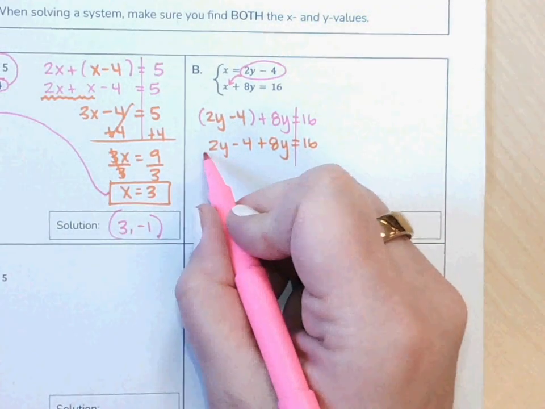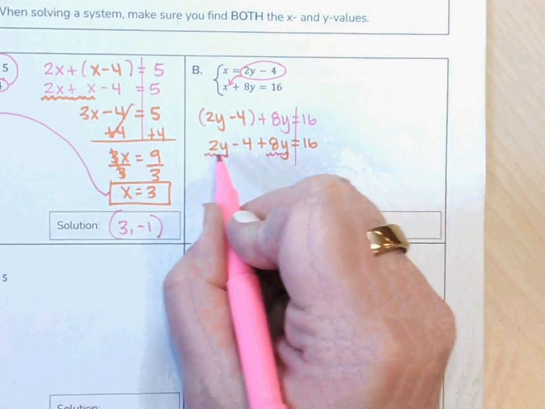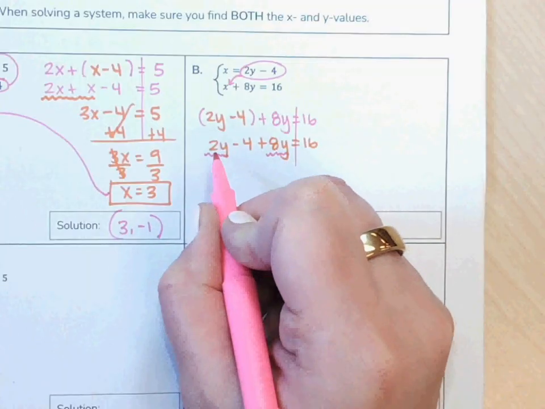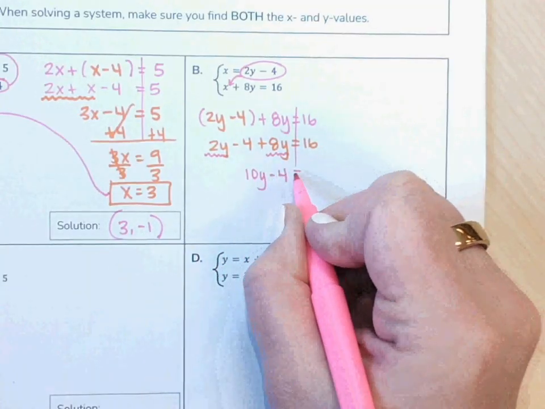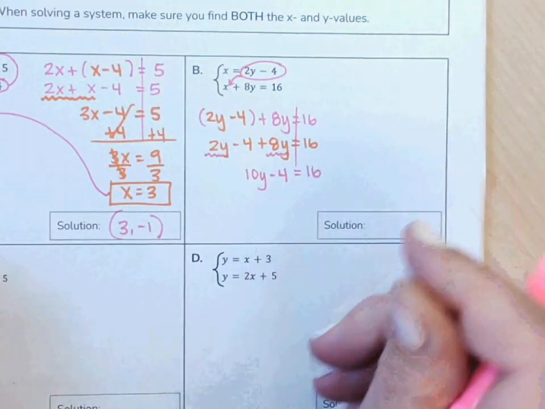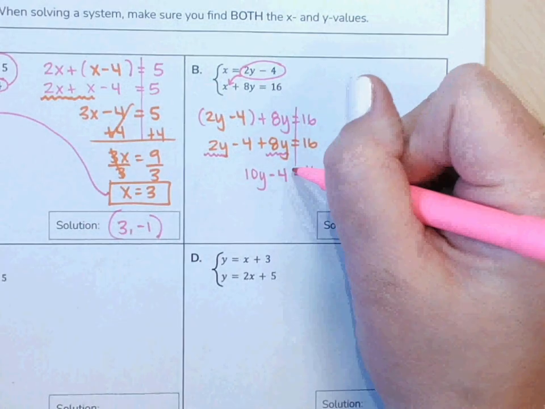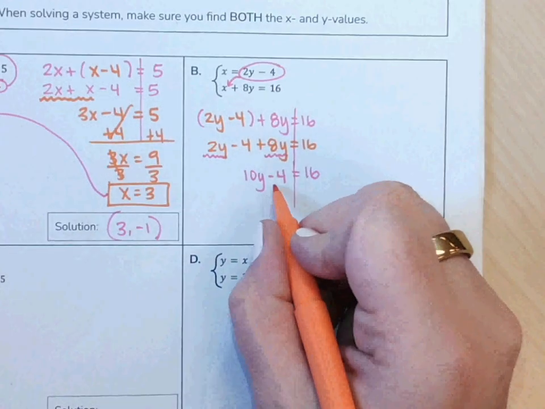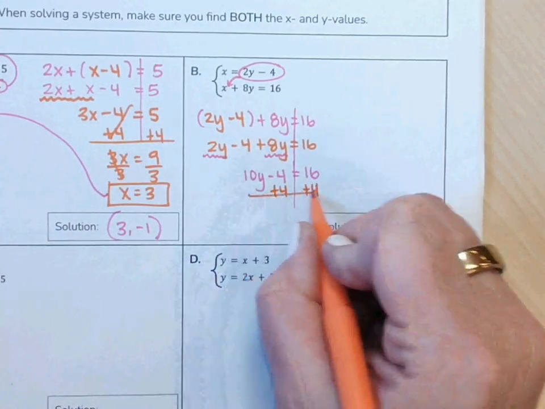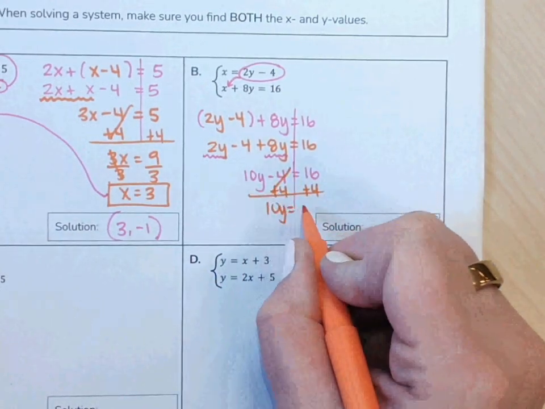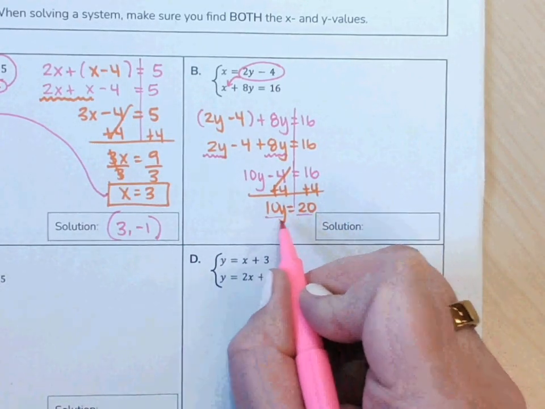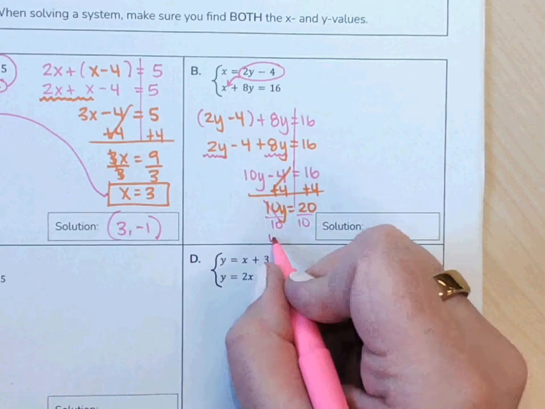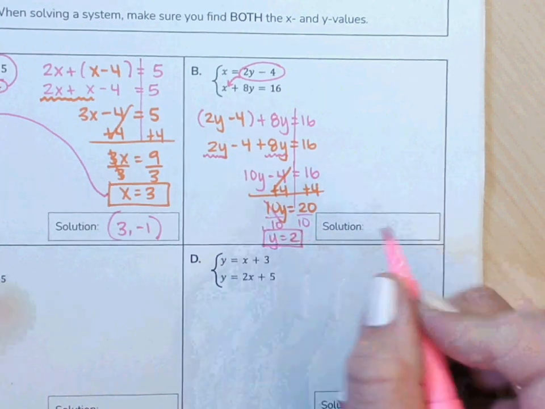I'm going to combine my like terms. These are on the same side of the equation, so I can combine them. 2y plus 8y is 10y. Add 4 to both sides. 10y is equal to 20. Divide both sides by 10. Y is equal to 2.